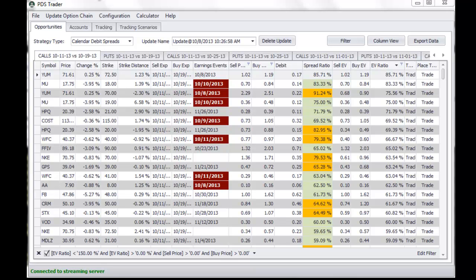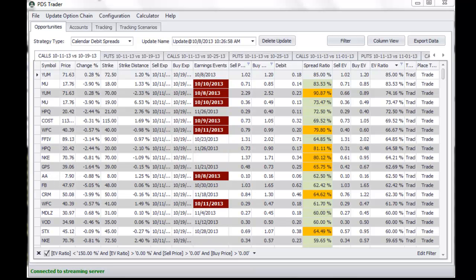In this video we're going to focus on debit calendar spreads. As you probably already know, PDS Trader is the only options trading platform that focuses on weekly options. The reason we do that is because, as a general rule, weekly option strategies have far greater profit potential and less risk than those same strategies applied to monthly options. Sometimes it's dramatically greater profit potential and dramatically less risk. So in short, they're just far more efficient.